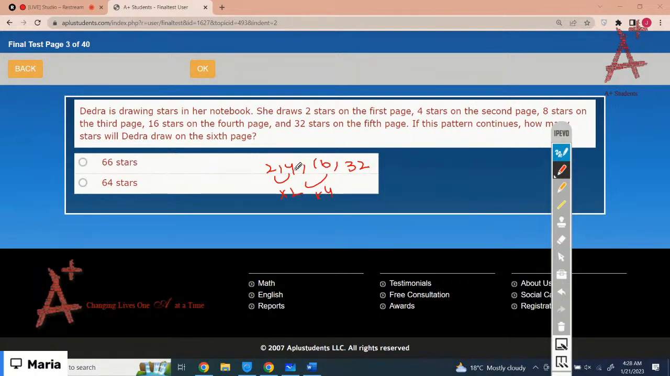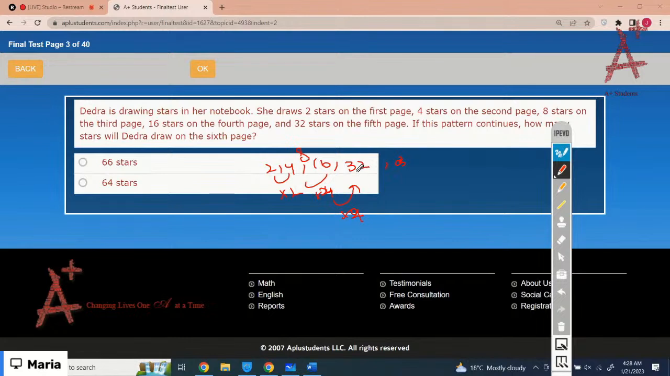2 times 2 is 4, 4 times 4 is 16, and 16 times 4 is 32. Got it? I missed a number. That would be 8. Got it? It would be 2 times 2 is 4. 4 times 2 is 8. 8 times 2 is 16. That means each number is multiplying by 2. Got it? So if the pattern continues, the next one is 32.